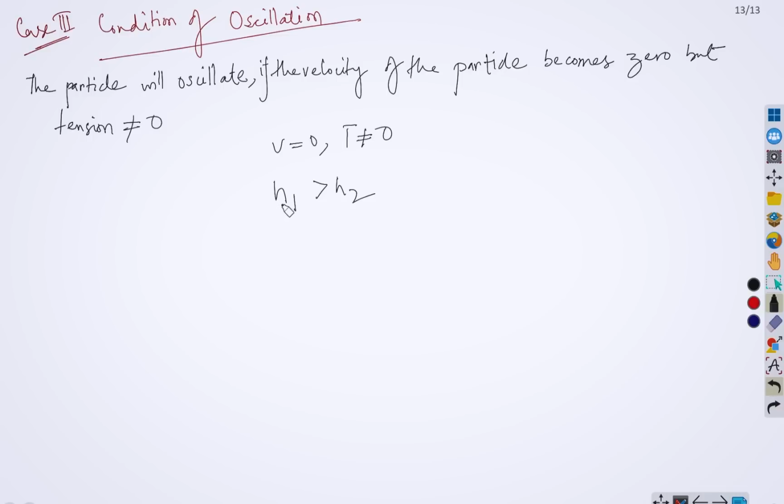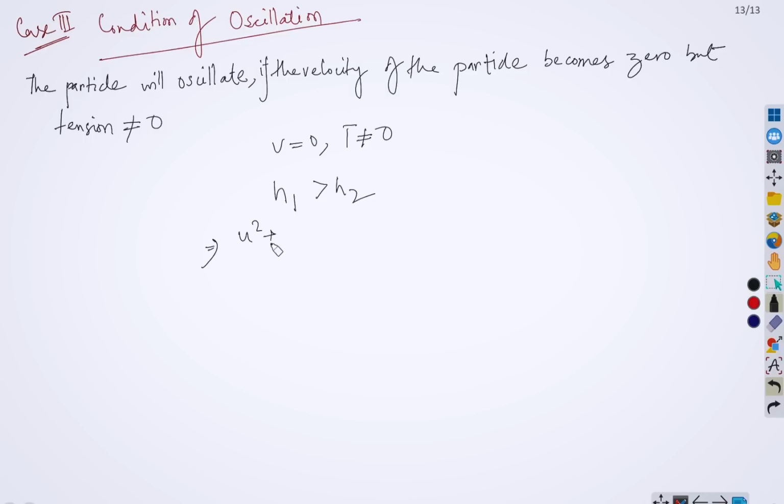The tension should be 0. And what is H2? H1 occurs when tension is 0, and H2 occurs when velocity is 0. But since in this case tension is not equal to 0, but velocity is becoming 0, therefore H1 should be greater than H2, right? So we will just substitute the value of H1 and H2 here.